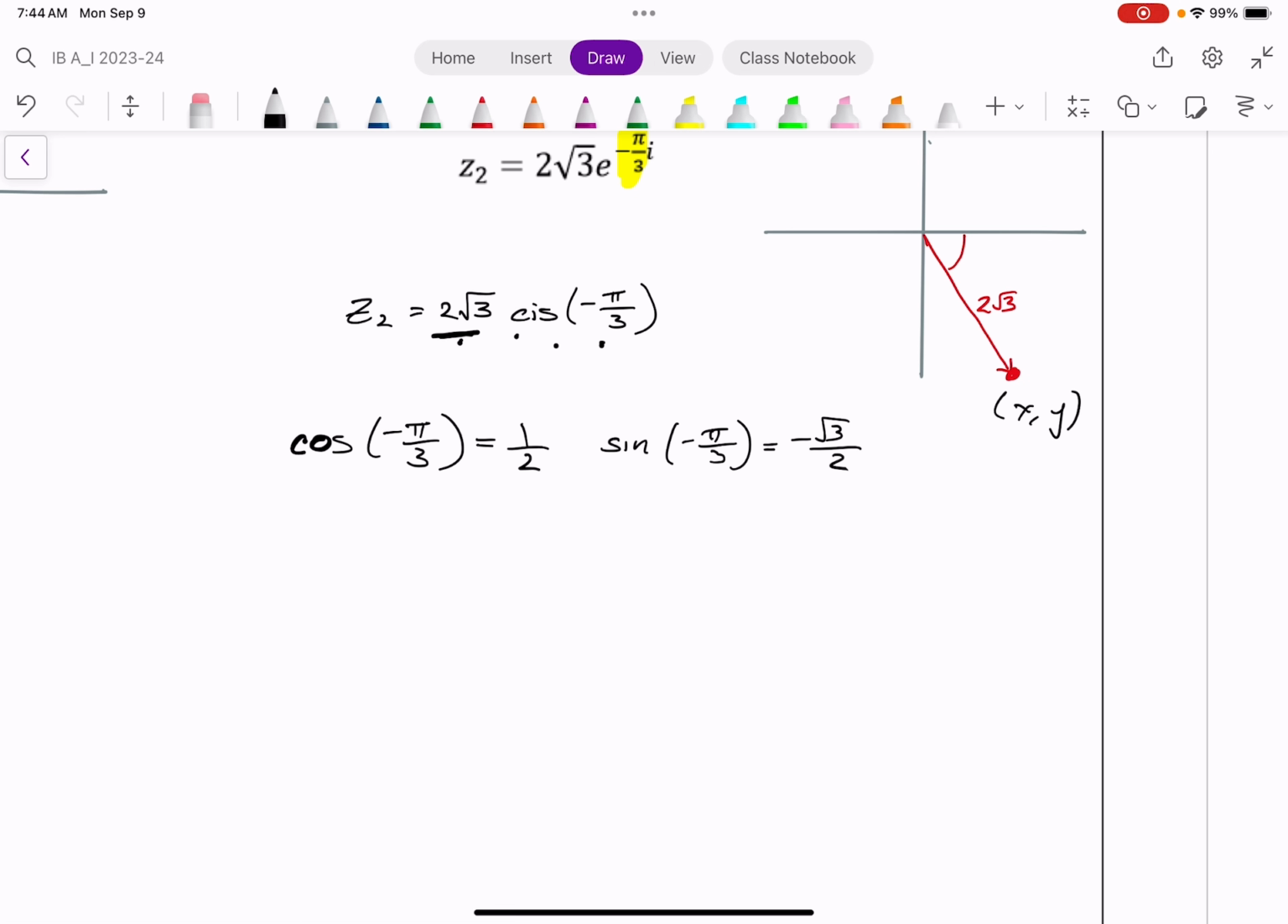And so put it in Cartesian form. It's going to be 2 root 3 times 1/2 for cosine, plus a negative, so just take away, root 3 over 2 times i. Which, if I distribute the 2 root 3, we get exactly root 3 for the real part of our value minus just 3 whole for the imaginary coefficient.